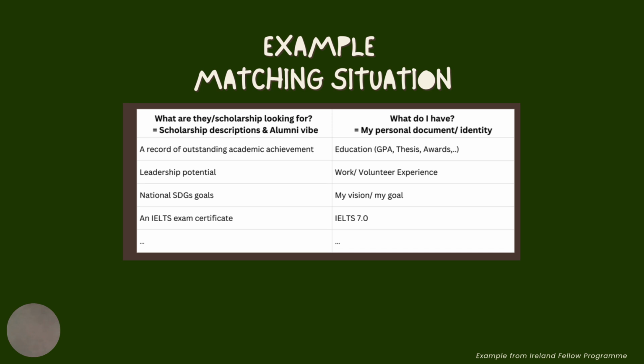The example I have here, I took from the Ireland Fellow programs. So we have the scholarship: description, alumni vibe. And what do you have? Your personal documents, your identity. I have the alumni vibe here because I feel it is quite important.